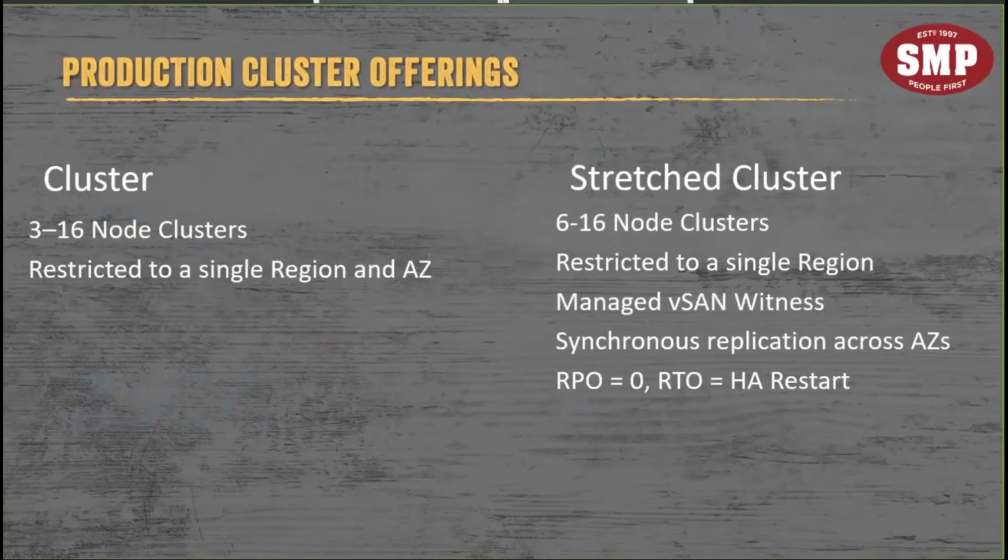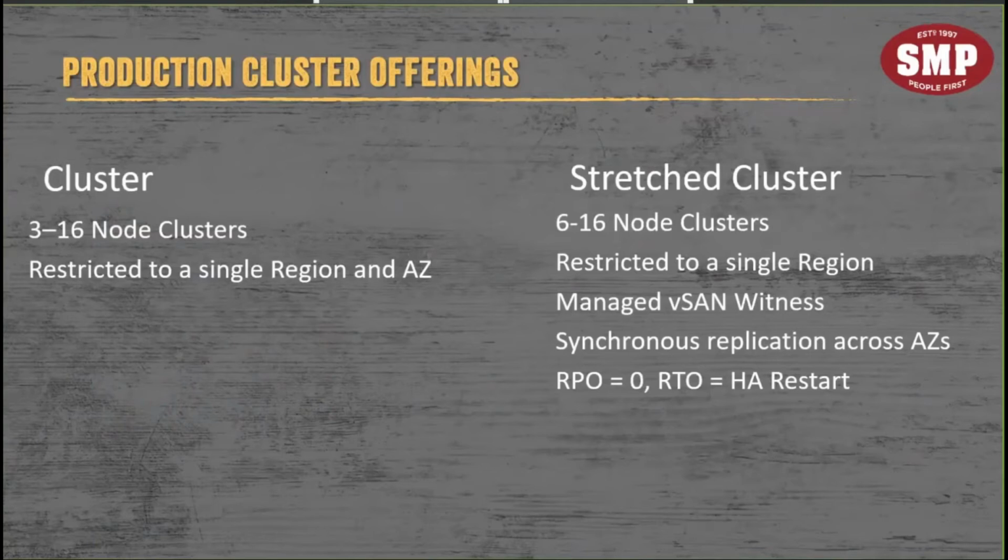All right, so how are they offered? So you've got your regular cluster from 3 to 16 nodes restricted to a single region and AZ. So you can't go into a region and separate them in different AZs inside that region. Obviously, if for some reason that AZ went down, if you didn't have enough, your faults to tolerate would probably not sustain you to be able to keep all your workloads up and running. So that's why they tied to that.